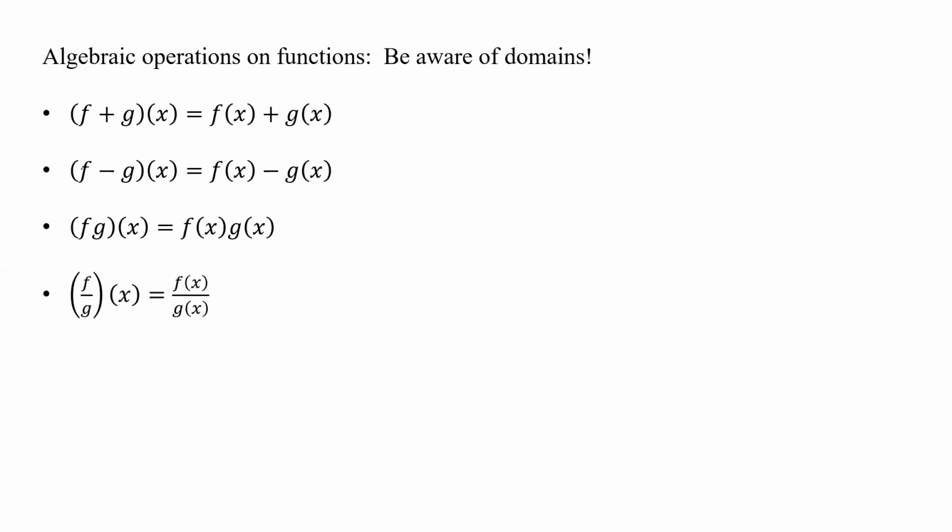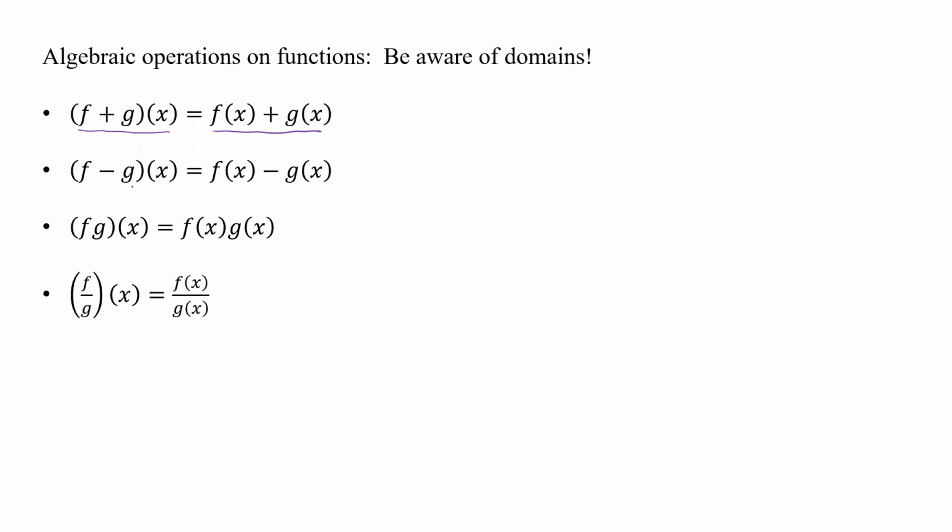So if we have something like f plus g of x, what that means is we're going to take f of x plus g of x. And so this and this are interchangeable. So if we're given it in this form, we can directly change it to that form, and it's a lot easier sometimes for us to look at it that way.